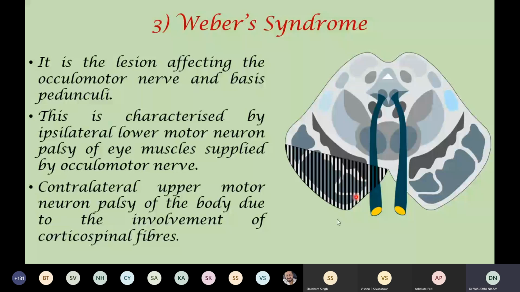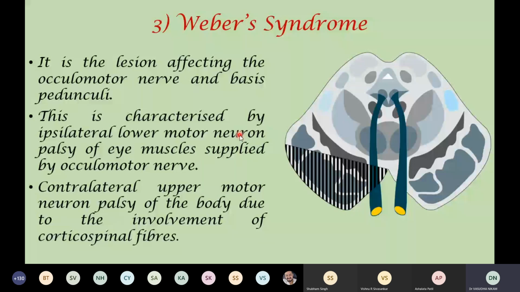Now, lower motor neurons means these are the motor nuclei or motor neurons which are present in the anterior gray column of the spinal cord, as well as the cranial nerve nuclei which are present in our brainstem. So they are classified as lower motor neurons. And what do you mean by upper motor neurons?